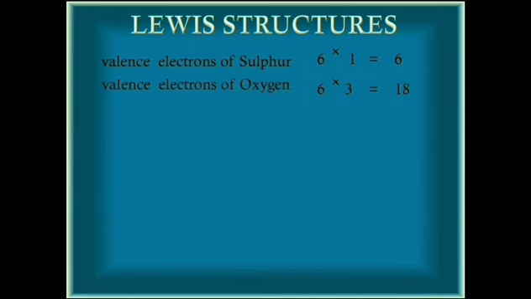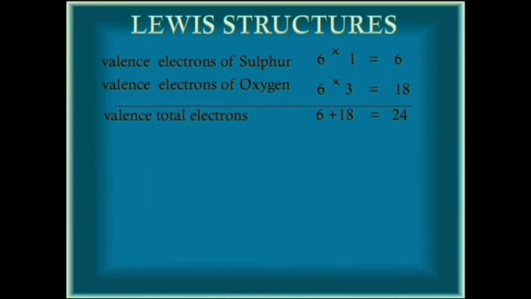Calculating the total valence electrons of sulfur trioxide. Valence electrons of sulfur, 6 times 1 equals 6. Valence electrons of oxygen, 6 times 3 equals 18. Total valence electrons, 6 plus 18 equals 24.